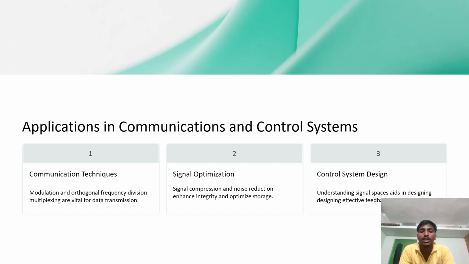Applications in communication and control systems. First one, communication techniques. Second one, signal optimization. Third one, control system design. Modulation and orthogonal frequency division multiplexing are vital for data transmission. Signal optimization: signal compression and noise reduction enhance integrity and optimize storage. Third one, control system design: understanding signal spaces aids in designing effective feedback.